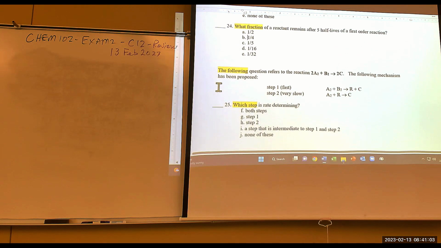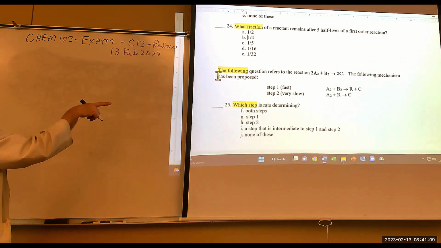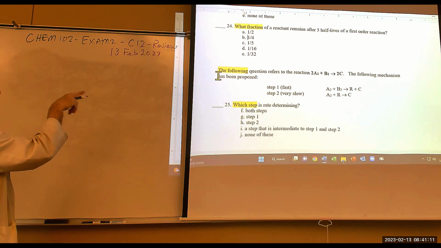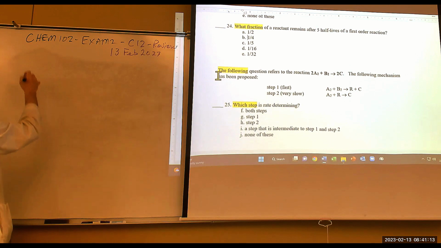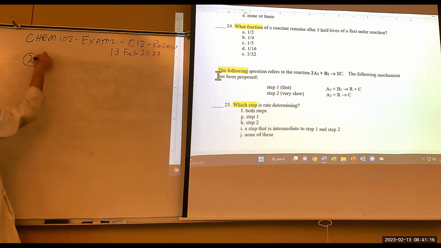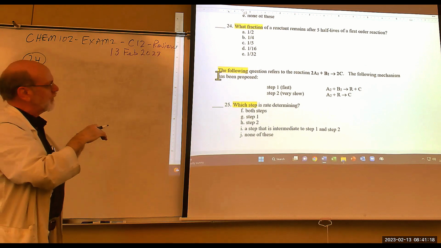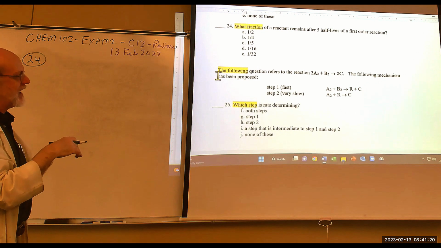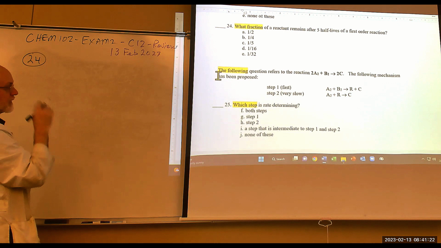Okay, just checking myself. Yeah, we can do both of these. I put these two on the screen. The first one is independent, and 24 is independent. 25 relies on that previous statement. So 24. What fraction of a reactant remains after 5 half-lives of a first order reaction?